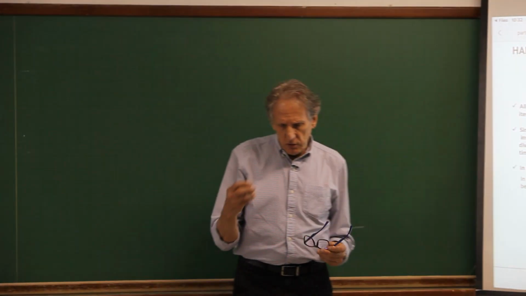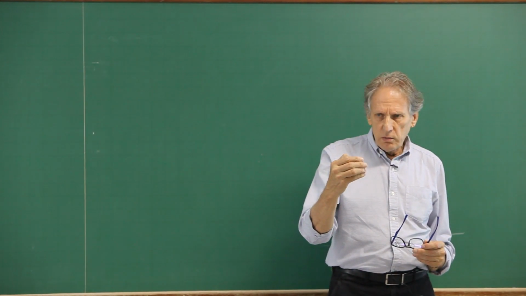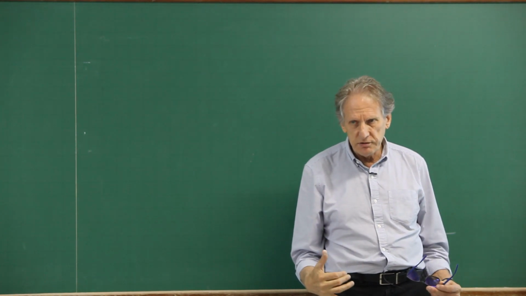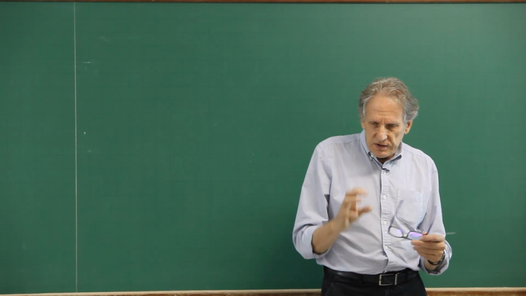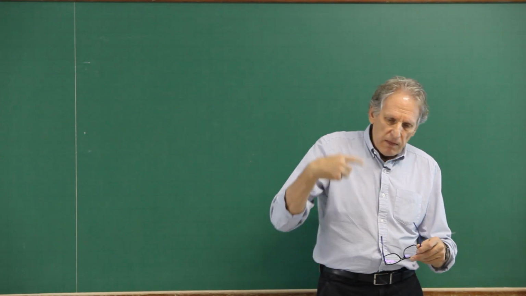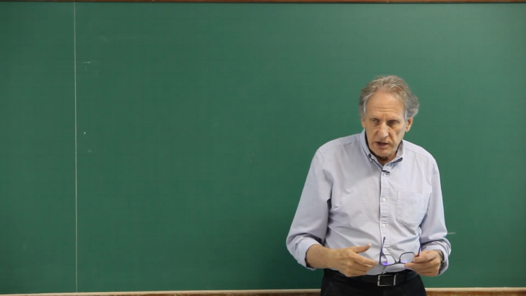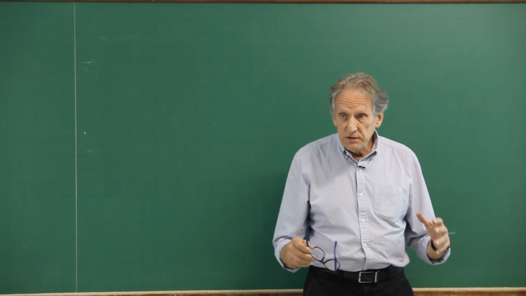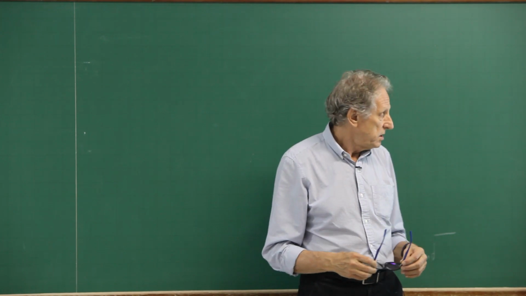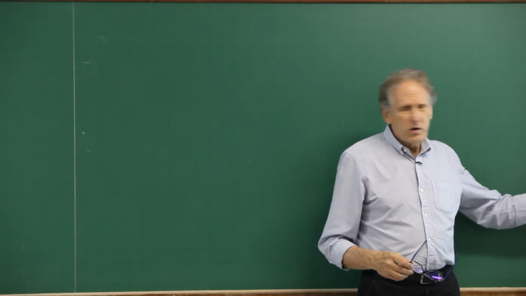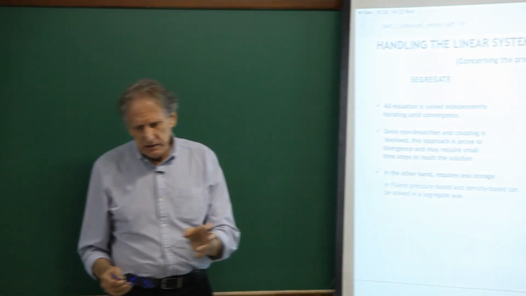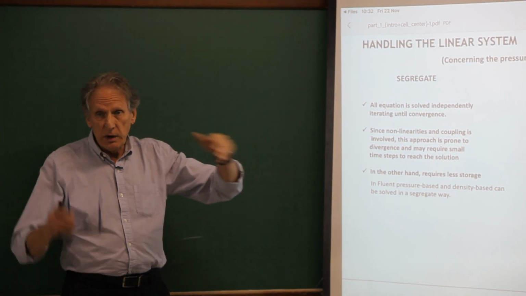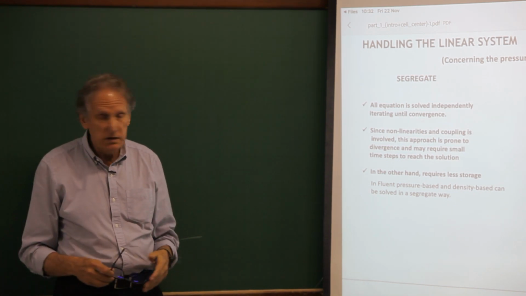It's clear. You solve one equation and you are using variables from all the other equations that you solved in the previous iteration. So there is a strong influence of the variables which are changing during the iterations. And this is sometimes difficult to converge, you know. Of course, on the other hand, it takes less storage than simultaneous, where we have a large matrix to be solved.